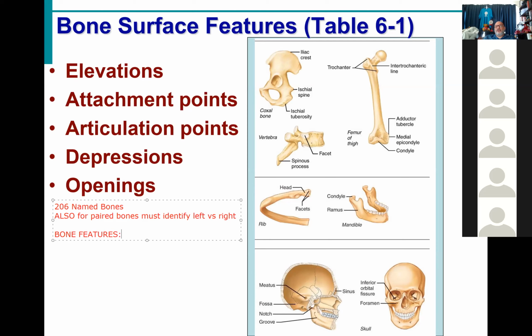How many bone features of the nasal bone or the lacrimal bone do you need to know? 2. Well, those are bones. Be careful. Those are 2 bones. Right. So none. But are there any bone features you're responsible for? Nope. And that's the key. You are responsible for all named bones, being able to tell left and right when appropriate.